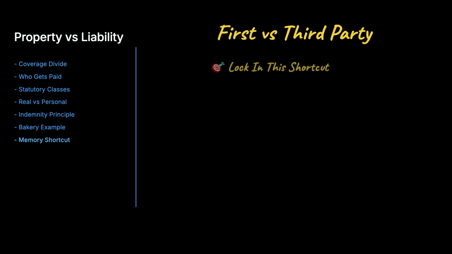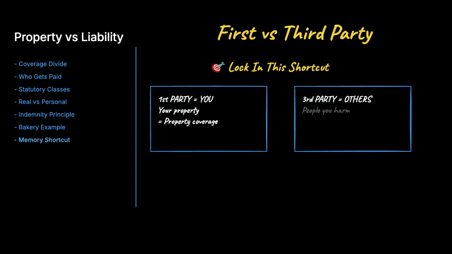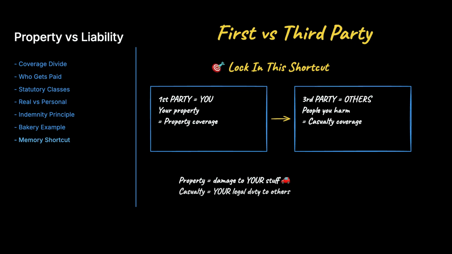The mistake I see most is blanking on which party gets paid under pressure. So lock in the shortcut: first party, first person, that's you and your property. Third party, some other party, that's the person you harmed. Property equals your own damage, casualty equals your legal responsibility to others. Repeat it until it's automatic.